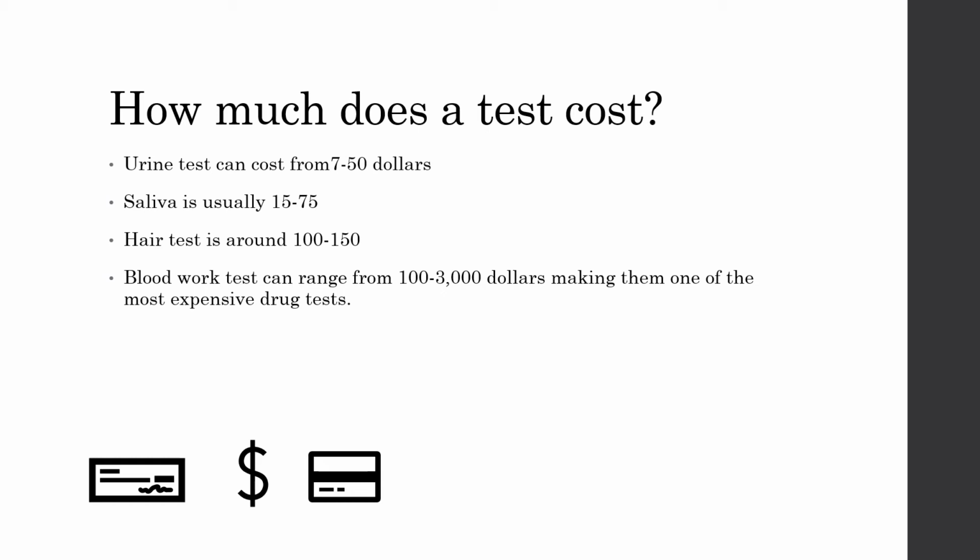Well, urine is usually the least amount that it costs, mostly because it costs $7 to $50 per person. And then it comes to saliva, which is $15 to $75 per person. And then, of course, hair is around $100 to $150. But blood work tests can range from $100 to $3,000, making them one of the most expensive drug tests out there. So you may be wondering, why not just do the saliva?